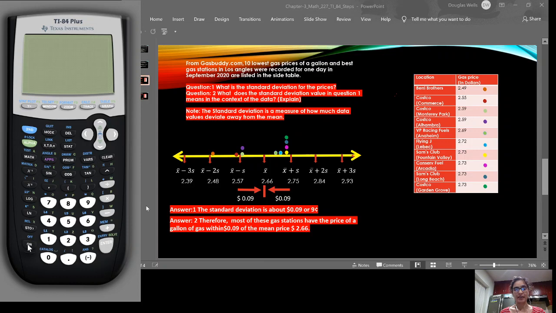You turn on your calculator. So turn on the on button. Let me clear all of this. And now you go to stat, enter edit, plug in all the values in L1, go to stat again, go to calc, go to one variable statistic, enter, highlight calculate and enter.